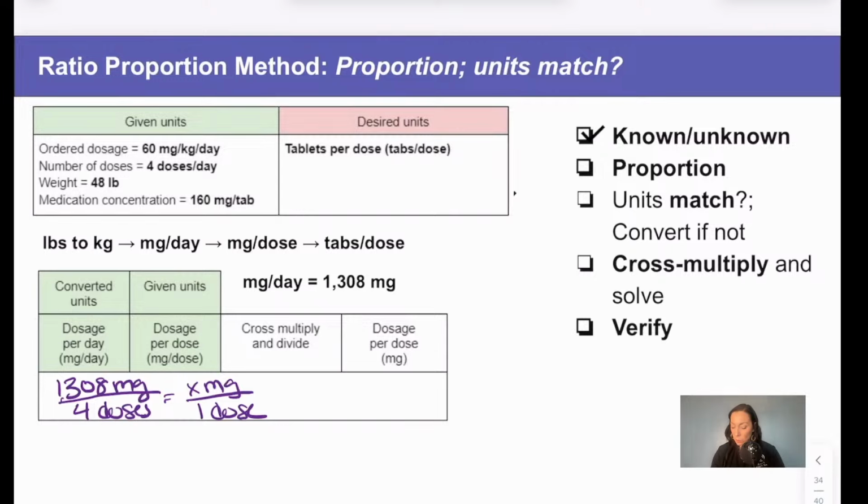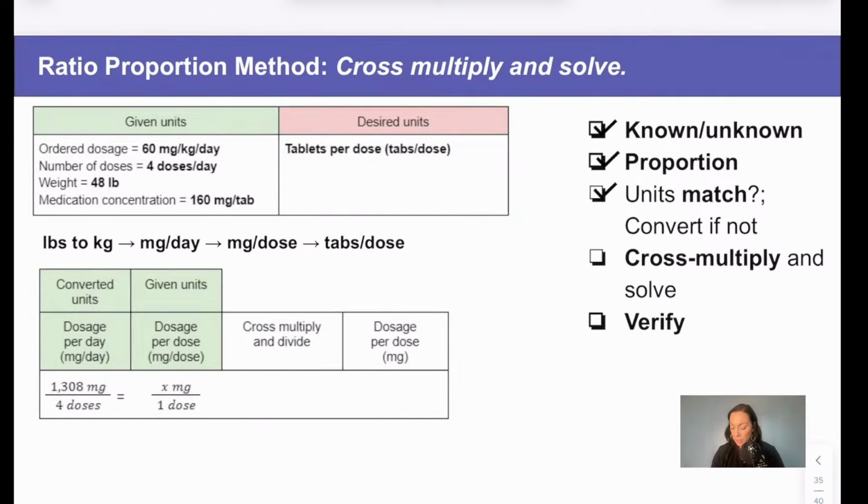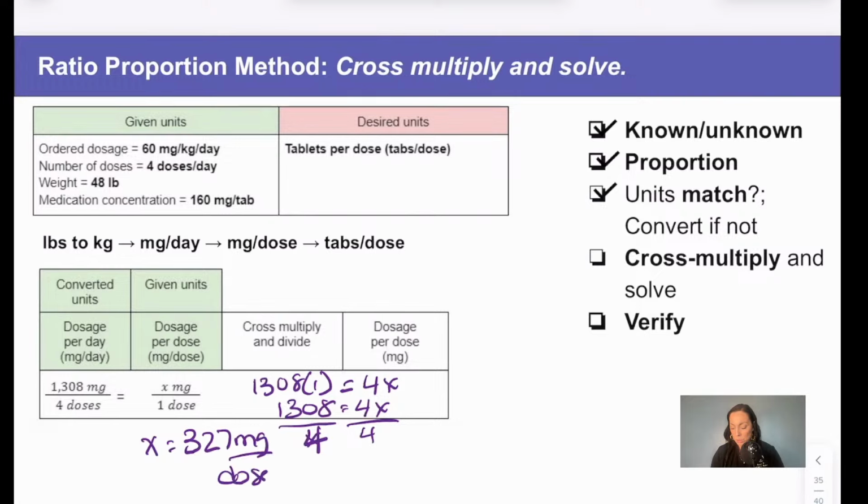And what are we going to do? We're going to cross multiply. So tell me what we get here. We have our 1308 times our 1, and we have 4x. Of course, we have to divide by 4 to get x alone. Okay, and we should get x equals 327 milligrams per dose. Okay, so now that we have that figured out, we have done our pounds to kilograms, our milligrams per day, our milligrams per dose, and now we have one final step to figure out our tabs per dose.